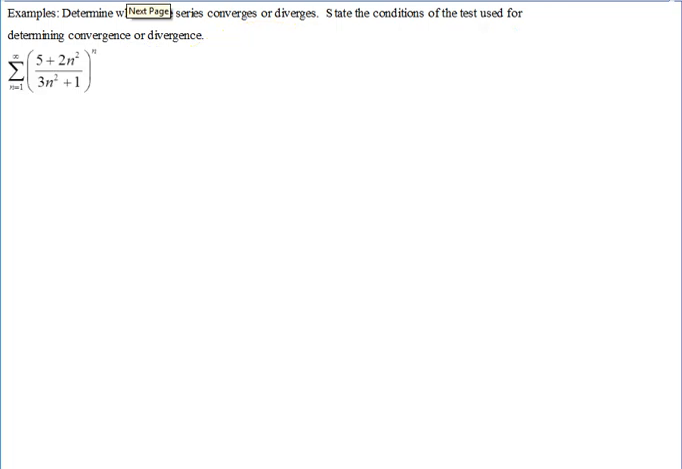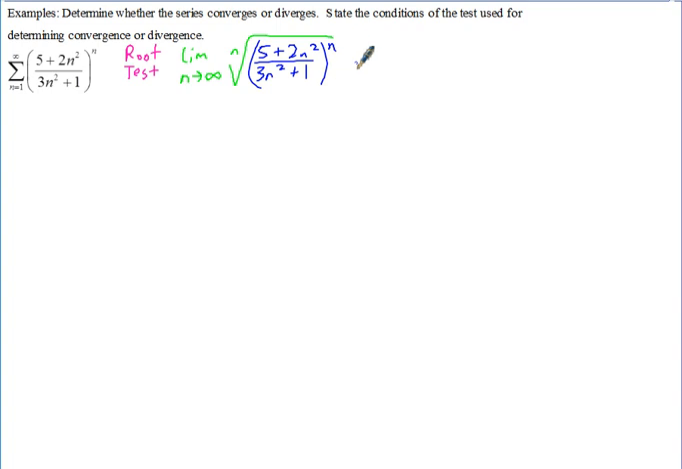All right, let's take a look at the next one here. So on this one, notice we've got this whole thing raised to the nth power. So when that's the case, that's your clue that probably the easiest test to use here would be the root test. Okay, so the root test says, well, let's find the limit as n approaches infinity of the nth root of our formula a sub n right here. So 5 plus 2n squared over 3n squared plus 1, to the nth power.